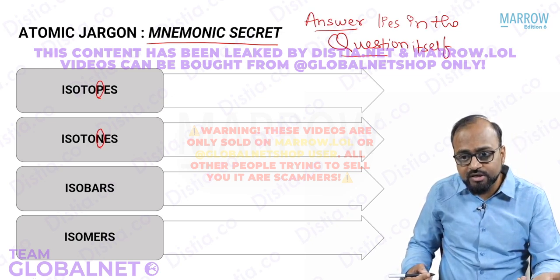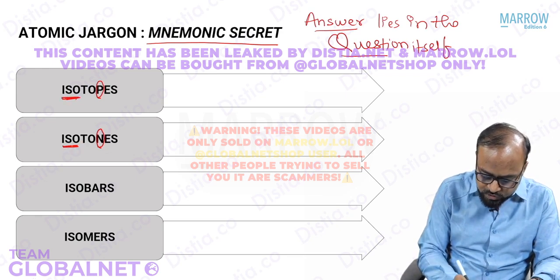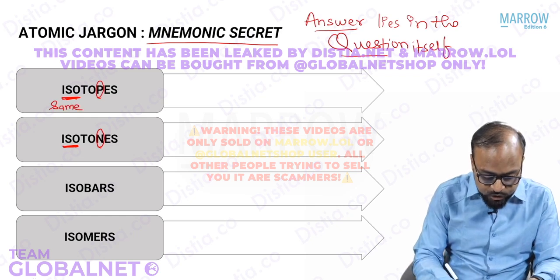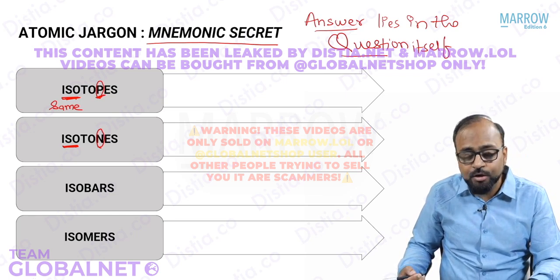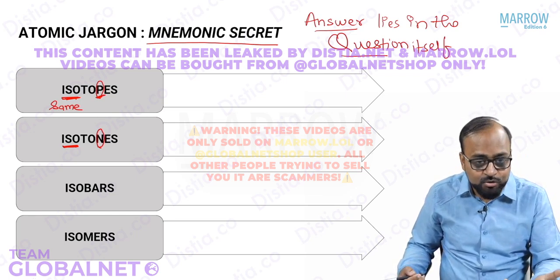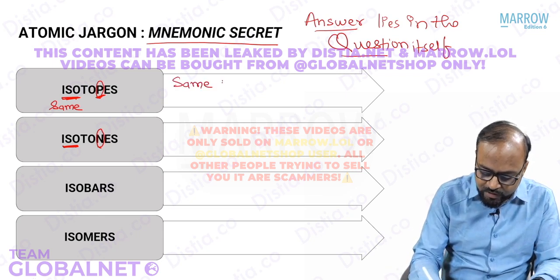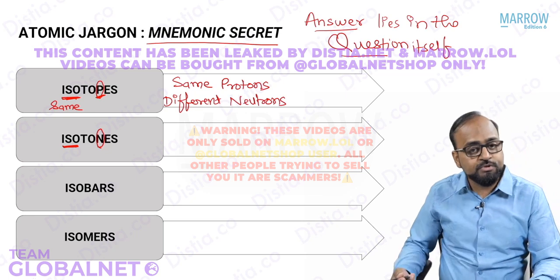The answer lies within the question itself. How? Look now. Iso means what? Both of them have iso. Iso means same. And what is unique in this word? It is a P. Remember, P stands for protons. So can you tell me what are isotopes? Isotopes are those that have the same number of protons, but they have different number of neutrons. Those are called as isotopes.